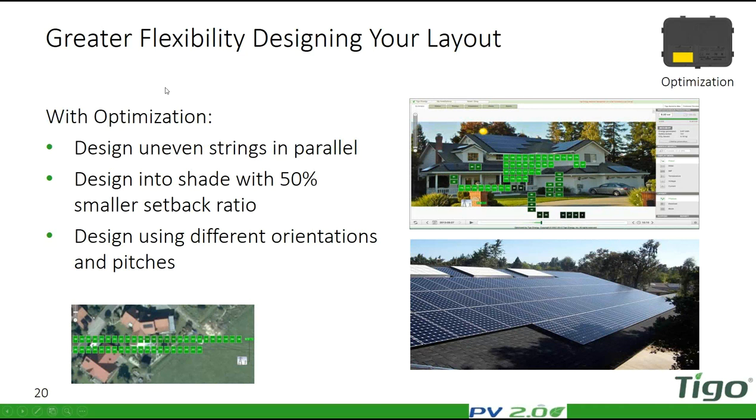Number one, we talked about it, is design uneven strings in parallel. So the guideline is up to 25%. Up to 25%, that's a flexible limit. So if you do your string sizing and you want to put, I don't know, one string that's a bit longer than the other and it ends up being 28% longer, that'll be fine. Okay, so that's a soft limit, we call it.